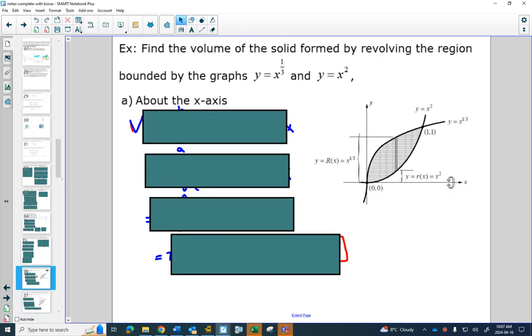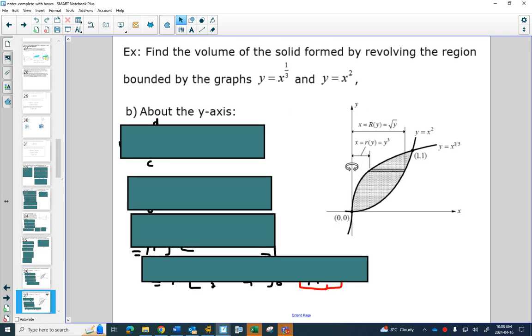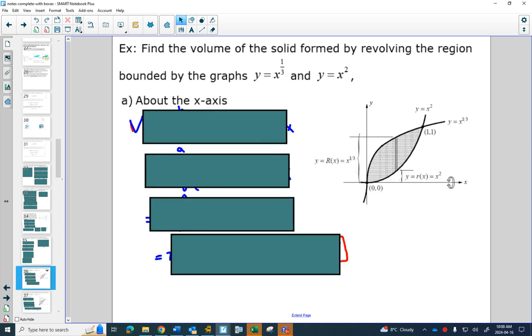So this is our first example. We're going to take the same two curves, a cube root of x curve and an x squared curve, and we're going to find the volume, the picture is drawn there, if we rotate it over the x-axis, and if we rotate it over the y-axis. If you were drawing this as a picture, what you would do is you would reflect this over the x-axis and draw those same points.